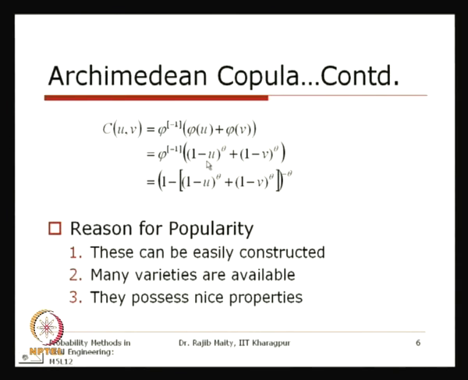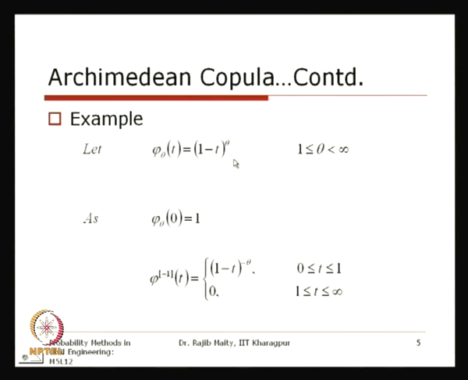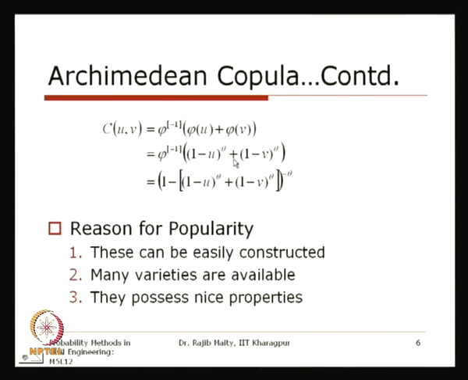Why is it an Archimedean copula? Because we can explain it through this one, and for this Archimedean copula the generator is 1 minus t power theta. Now we will see these functions have some names, depending on who first invented or proposed these functions.